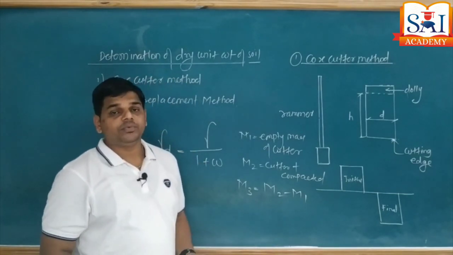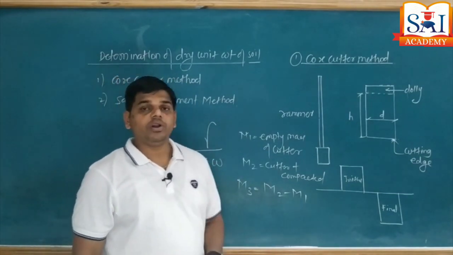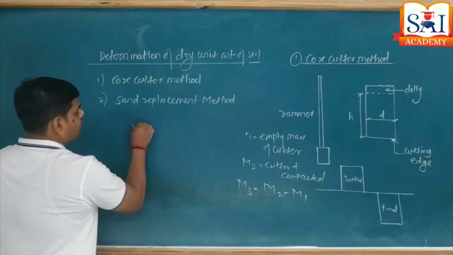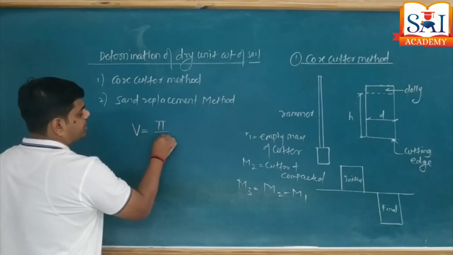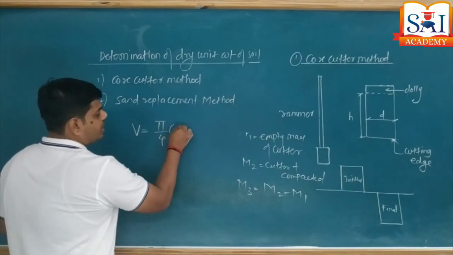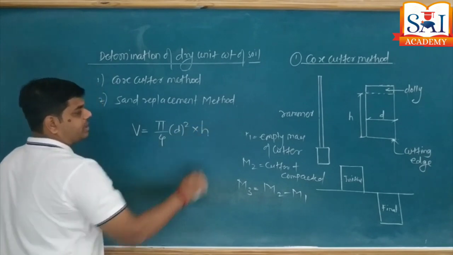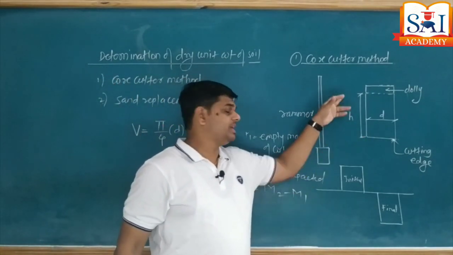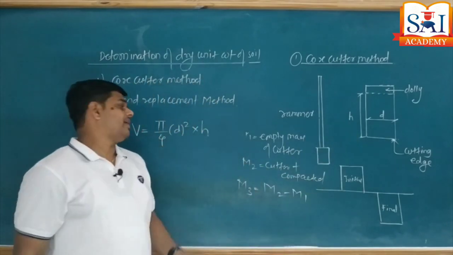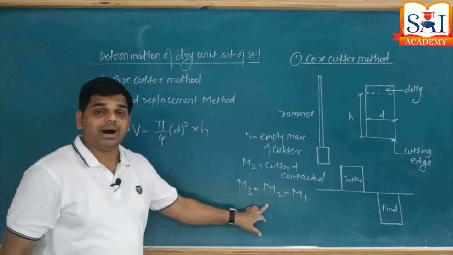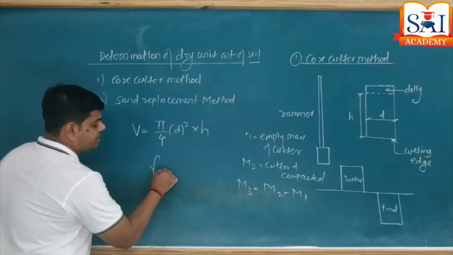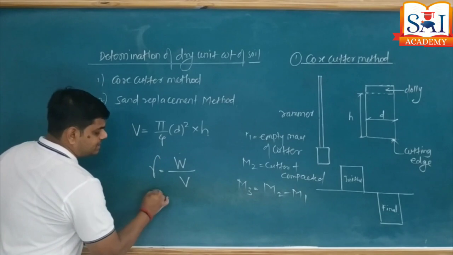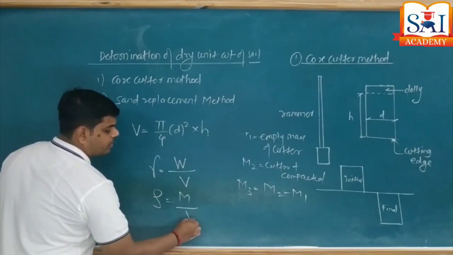Now I need a volume to find out the unit weight. So for volume, simply use the volume of the cutter. Volume of cutter is equal to the area of the cutter, pi by 4 diameter square, multiplied by the height of the cutter, h. Internal diameter we can measure using a vernier caliper and height using a scale. Now we have volume and mass, then bulk unit weight is equal to weight upon volume, or we can say density is equal to mass upon volume.